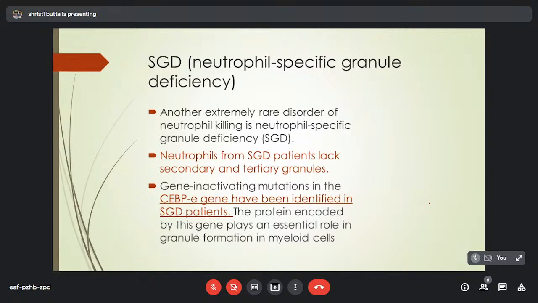Now, coming to specific granule deficiency. Neutrophils in specific granule deficiency lack secondary and tertiary granules. Gene-inactivating mutations in this case in the CEBPE gene have been implicated. The protein encoded by this gene plays an essential role in the formation of the granules in the myeloid cells. So a defect in the CEBPE gene results in granule deficiency. Usually the secondary and the tertiary granules are involved.